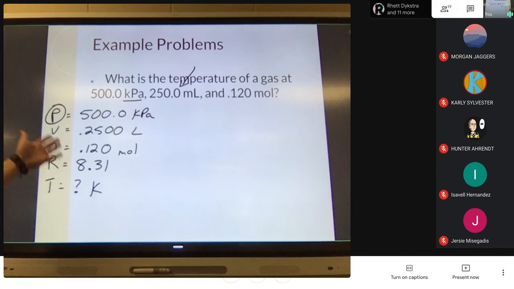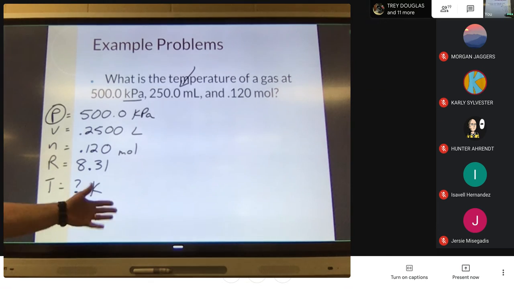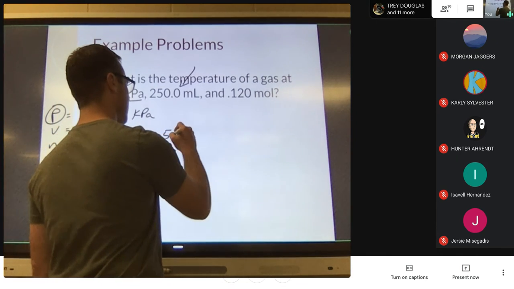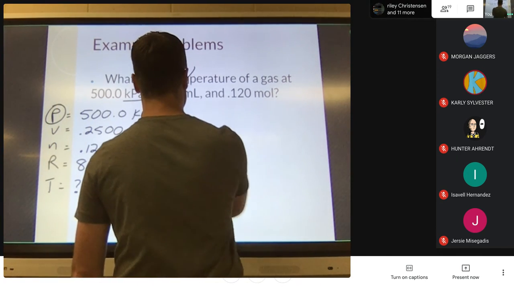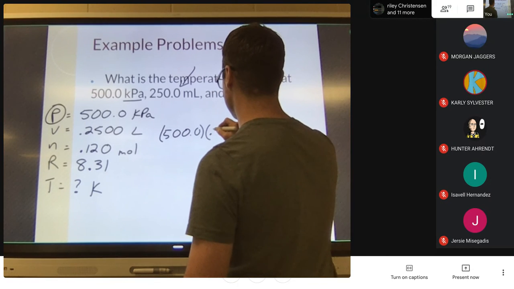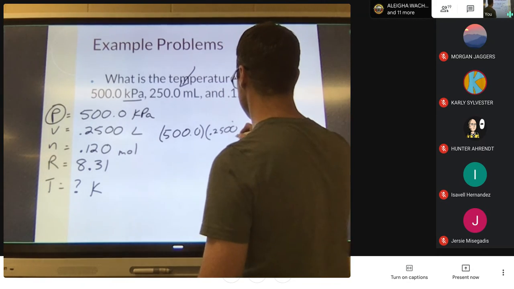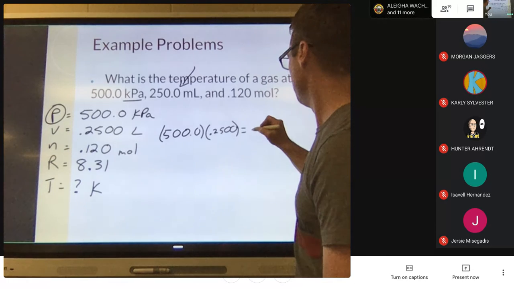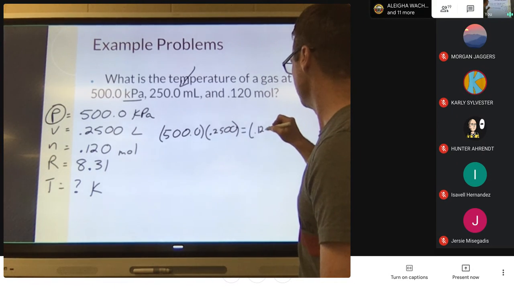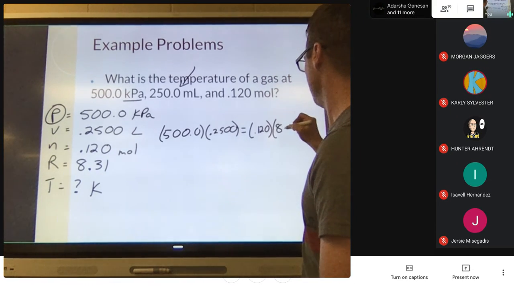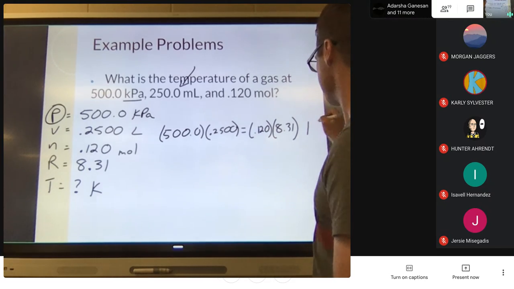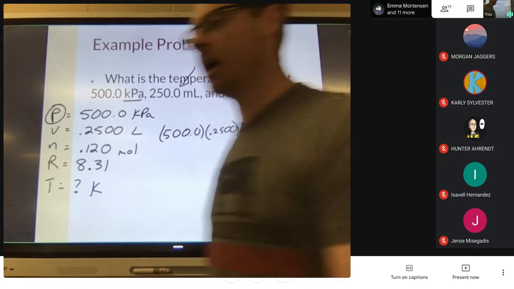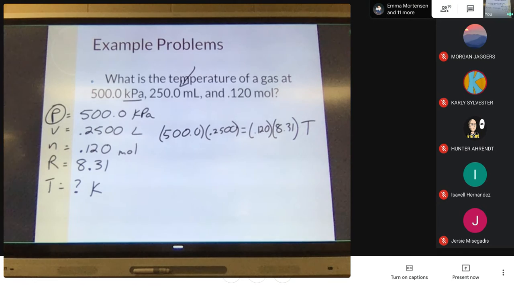So now we're going to set this up. We're going to solve for T using the same equation. So we have 500 times 0.2500 is equal to 0.120 times R, which is 8.31, and we're solving for T. When we get done, it should be labeled in Kelvin. So, I don't know, man. It's just algebra, right?